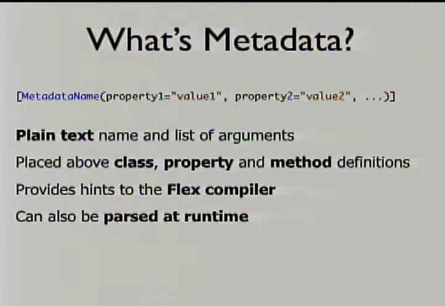So for example, for a class, you could put event metadata to specify which events that class dispatches, and things like that. The idea also is you give it a name, and then you can have multiple properties or no properties. So that's just the basic syntax. And what it's mainly used for with Flex is it provides hints to the compiler.